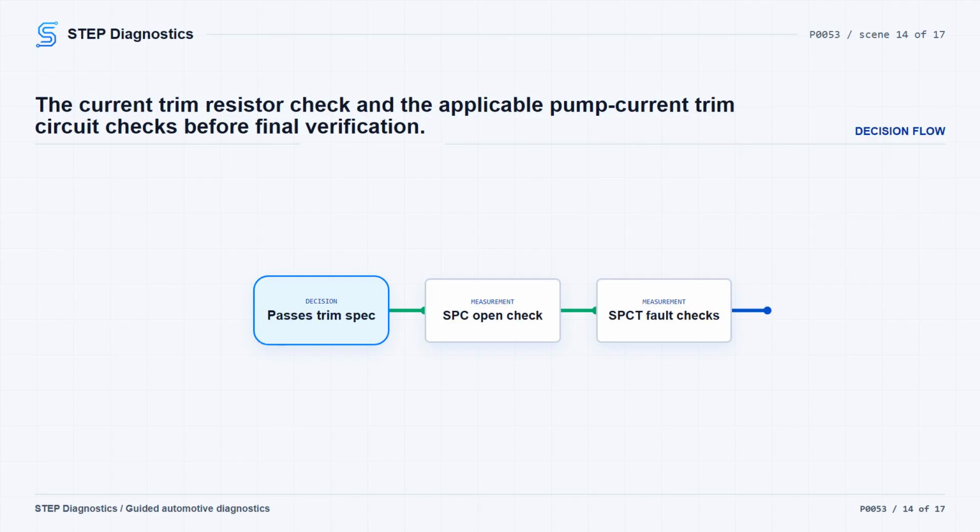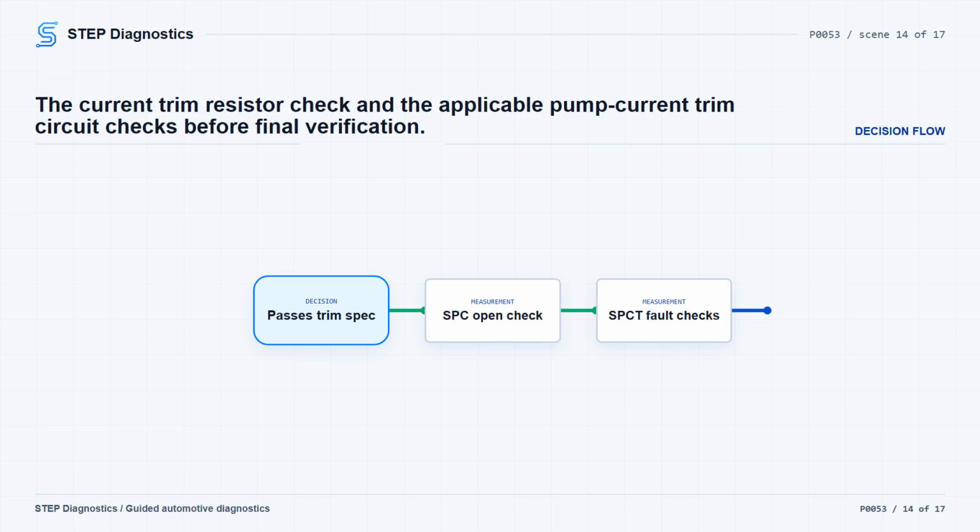Next is the current trim resistor check inside the universal HO2S. For vehicles without a UO2S PCT circuit, treat this branch as the passing side. With the ignition off and the universal HO2S disconnected, check the applicable resistance for the suspect sensor. It should be between 25 to 330 ohms.